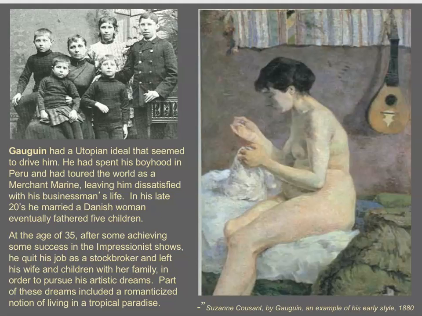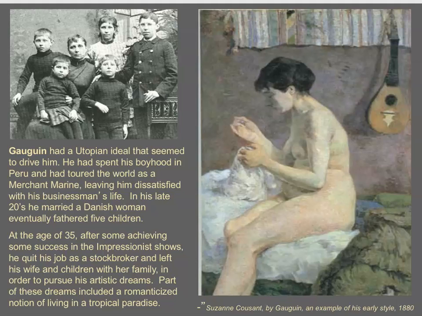This artist had a utopian ideal, and it seemed to drive him and maybe torture him, as he had spent his boyhood in Peru. And then when he was older, he toured the world as a merchant marine. So when he found himself in a businessman's life, he was very dissatisfied. He had married a Danish woman while he was in his 20s, and they had 5 children. But at the age of 35, after he achieved some success in the Impressionist shows, he just blew it all off and left town. He quit his job as a stockbroker, and he left his wife and children with her family. And this was so that he could pursue this artistic ideal that seemed to chase Gauguin throughout his life.